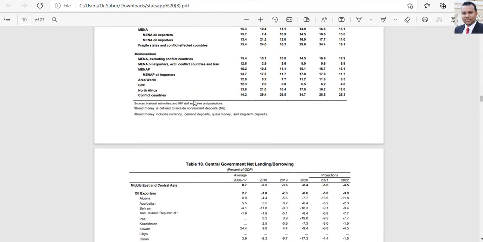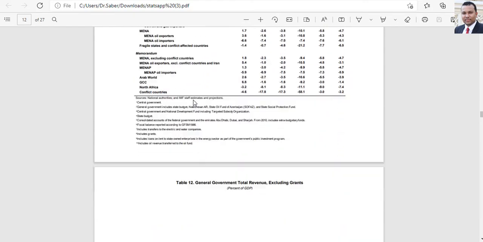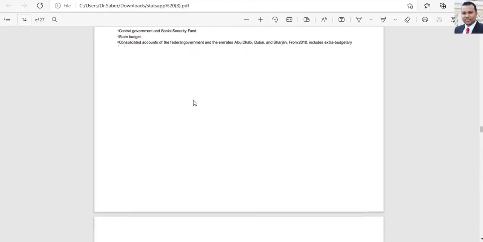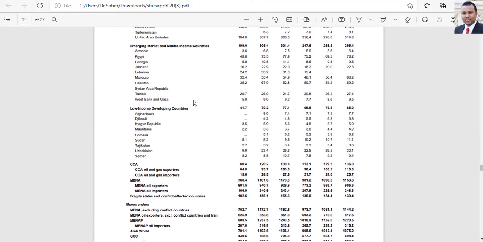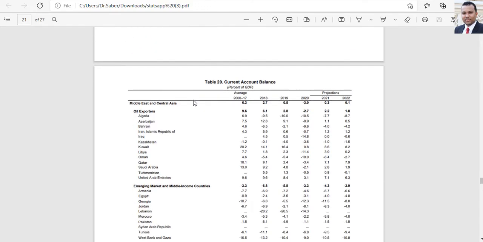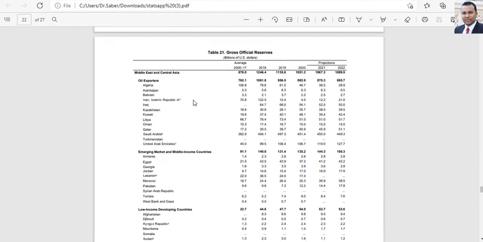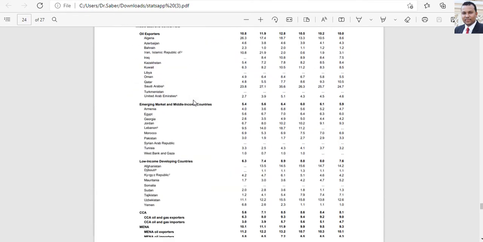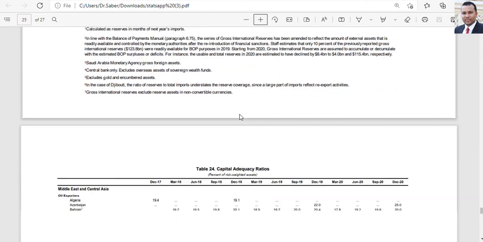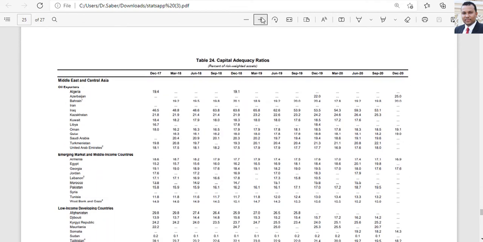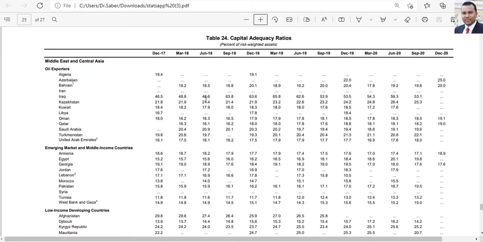And the next. Current account, gross official reserves, all data you need available in this report. So this is for capital, yes. Capital ratio. Capital ratio in Egypt. Where is Egypt? Capital ratio, percent of risk-weighted assets.